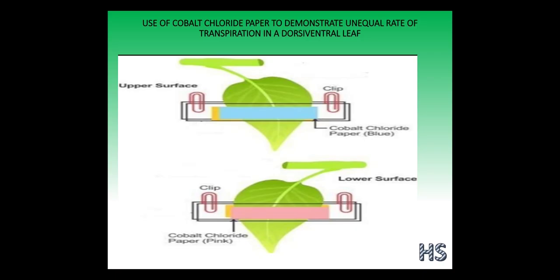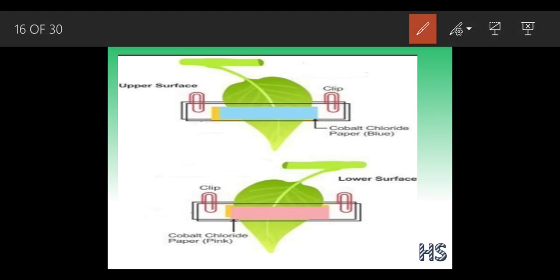Use of cobalt chloride paper to demonstrate the unequal rate of transpiration in the dorsiventral leaf. Okay, so I am going to explain the meaning of dorsiventral. Dorsi means the backside, and ventral means the front side. What is the original color of the cobalt chloride paper? It is blue, as we have already discussed in part 1. Okay, what happens when this cobalt chloride comes in contact with water vapor? It turns pink. So let's perform this.